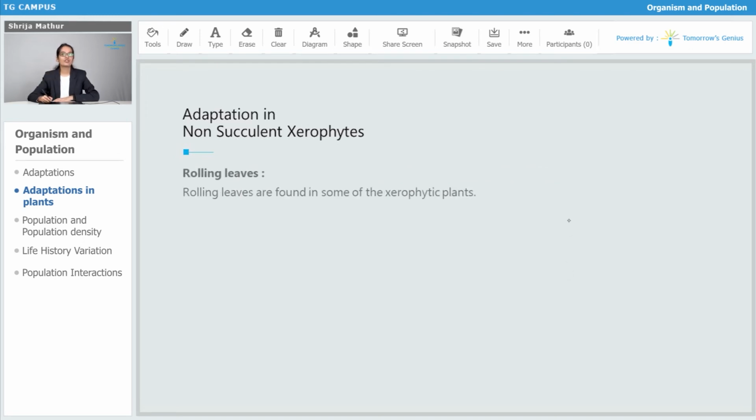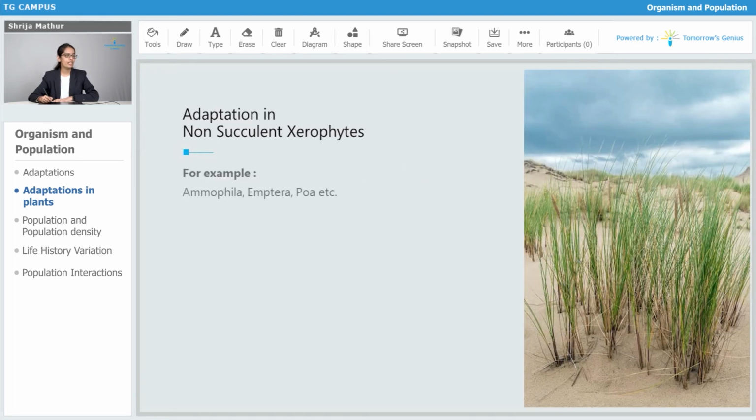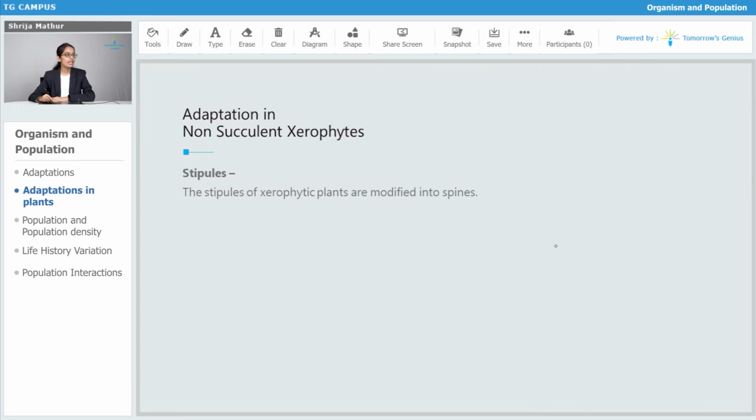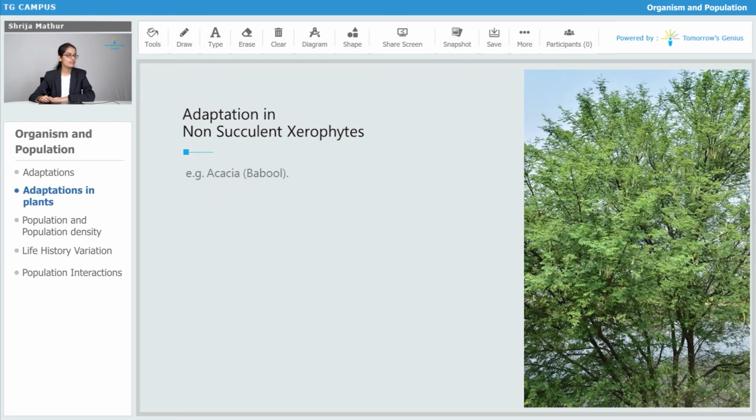Rolling leaves are also a feature of some xerophytes. These leaves fold during midday so that water is not lost. Examples are Ammophila and Poa. Stipules are modified into spines. These spines are present to protect the plant from grazing animals. Example is Acacia or Babool.